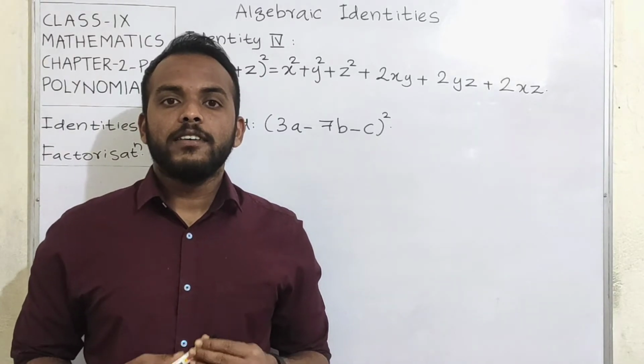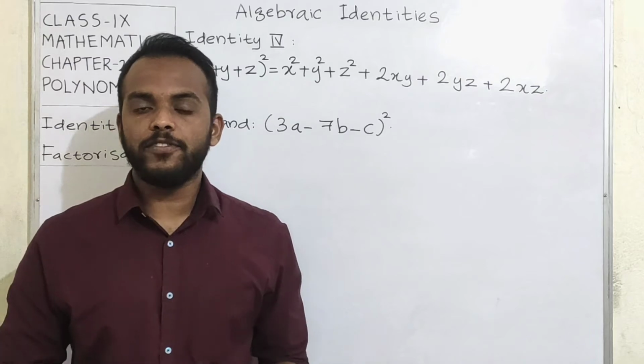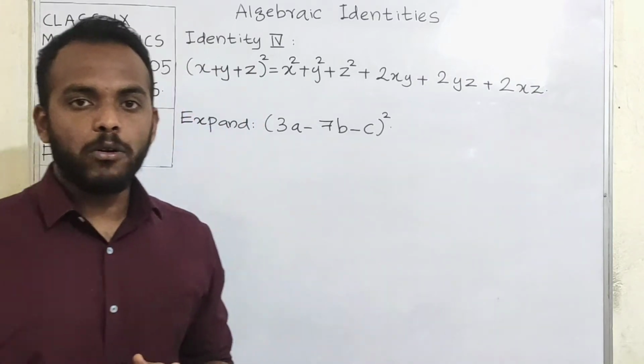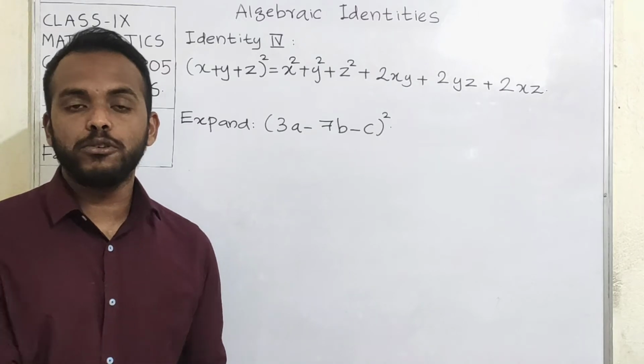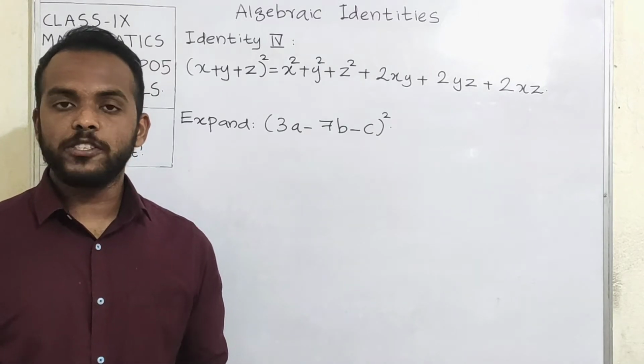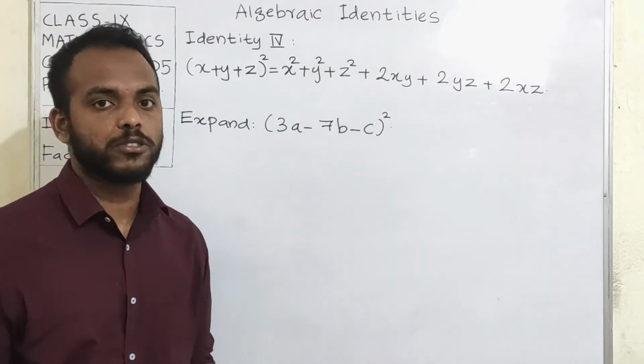Let's move on to the fifth identity. In this identity, you will see three different variables. Now, let's see how it can be done. We have learned how to find or how to write x plus y whole square in a different way. Now we are going to learn x plus y plus z the whole square.